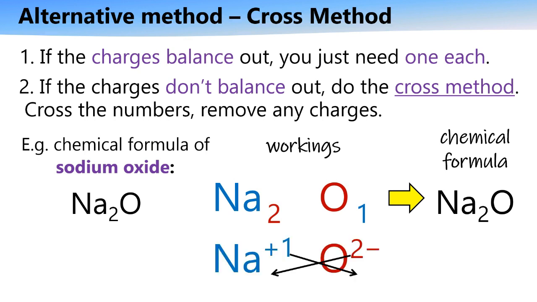I'll show you again the cross method. The working: if I have plus or minus without any numbers, remember there is 1. So when I cross, for Na plus and O2 minus, I get Na2O.